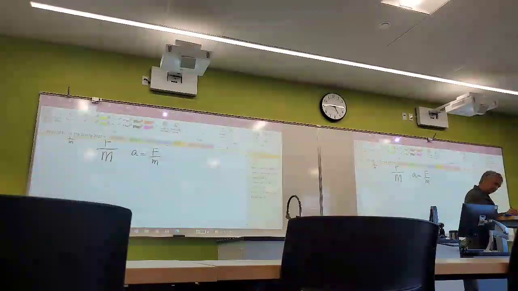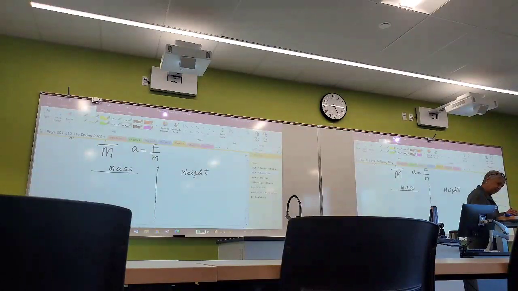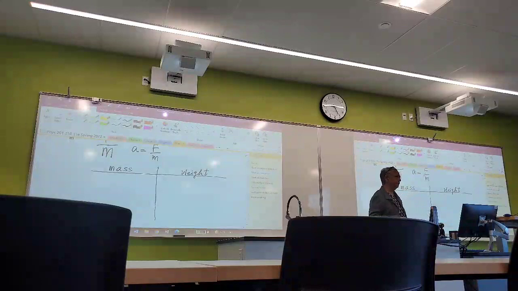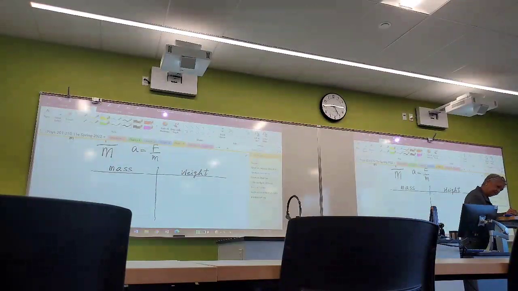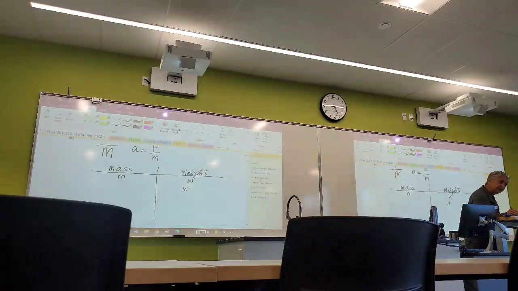Now, let's consider mass and weight. We are always confused between the two, so let's make sure that we understand the difference between mass and weight. Mass is represented by small m, and weight is represented by W. Are they related to each other? Yes. W equals mg, this is how they are related.